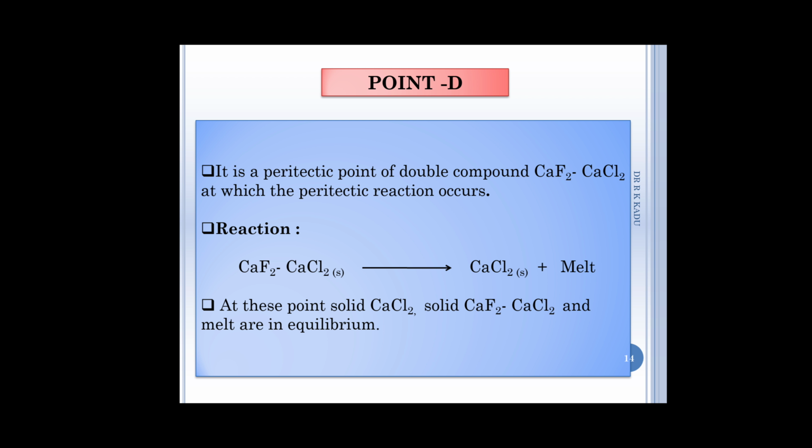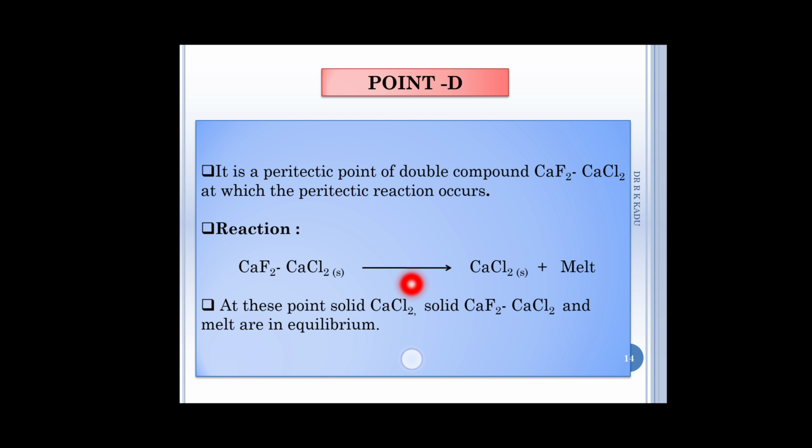Now, the point D. The point D is a peritectic point of the double compound CaF2CaCl2 at which the peritectic reaction occurs. So this is actually the peritectic reaction in which CaF2CaCl2, which is in solid state, gets converted into, or dissociated into, CaCl2 in solid phase, and melt is formed.